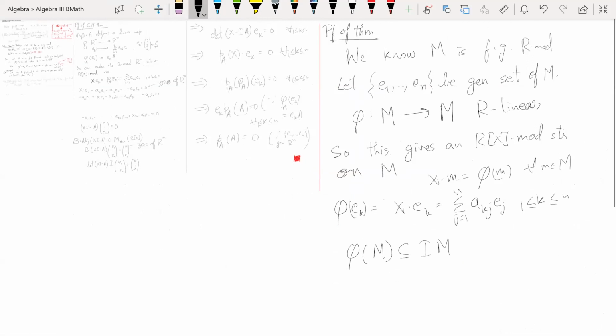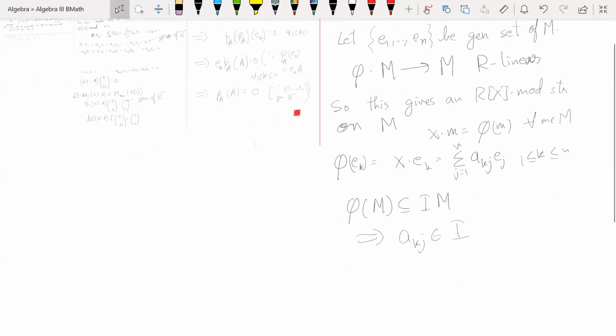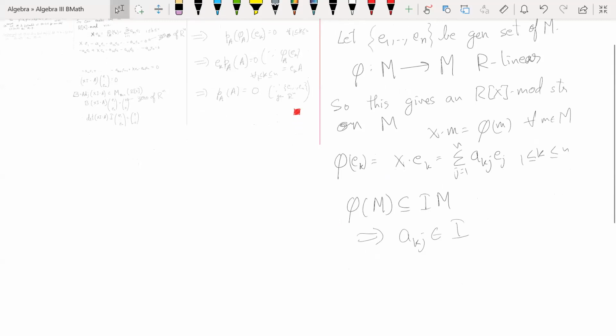So what we can ensure from here is that phi of E_k is in IM. Not only can we ensure that M is generated by the E_k, we can also ensure that these a_kj are in I. So this implies a_kj belong to I. Okay. So why is that?